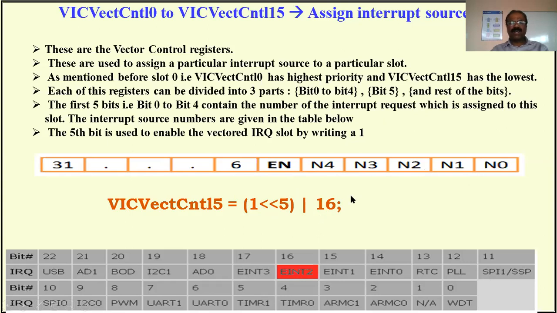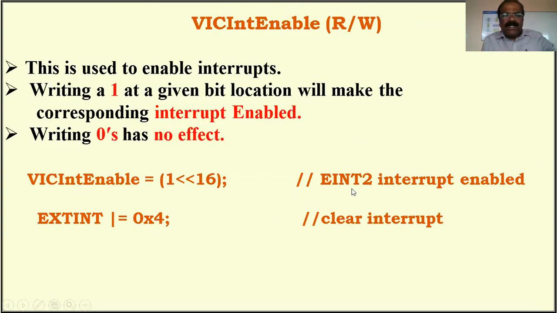Understood this point? Then there will be one more register called the interrupt enable register. It's also a read-write register. This is used to enable interrupts. It is also a 32-bit register. Writing 1 into a particular bit enables it. If you write 0, there is no effect. Writing 0 has no effect; writing 1 means enable. The interrupt system is enabled.